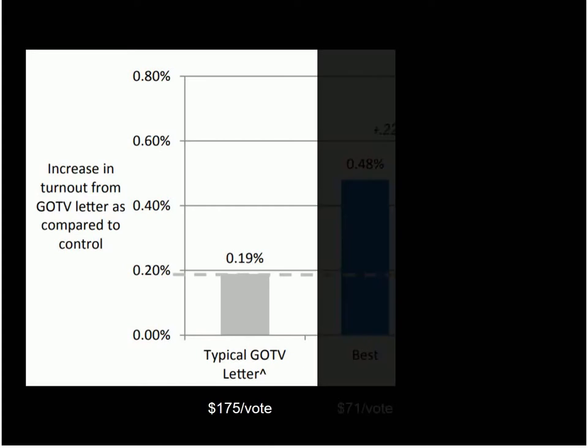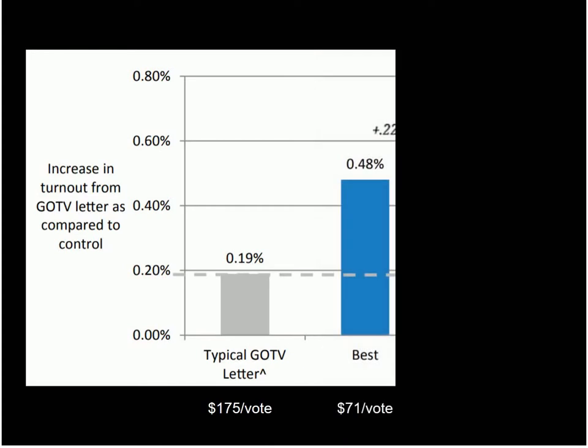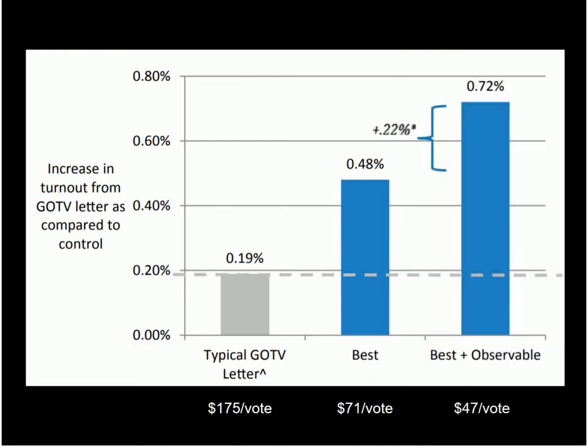Then their best practices baseline was doing more than twice as good as just a typical get out the vote letter, and it cuts the price down to only $71 per vote. But just adding this one little box saying someone might call you to follow up had a pretty substantial impact on how effective it was, and cuts the price per vote almost in half relative to the baseline best practice one.